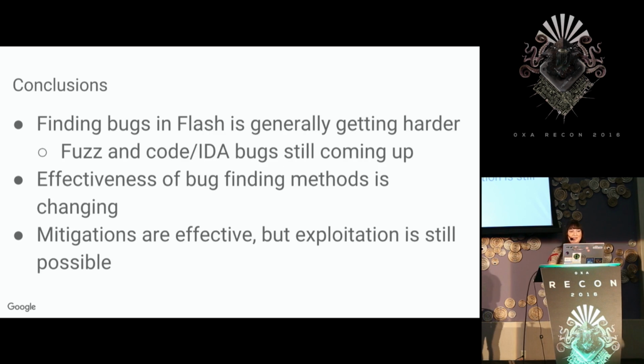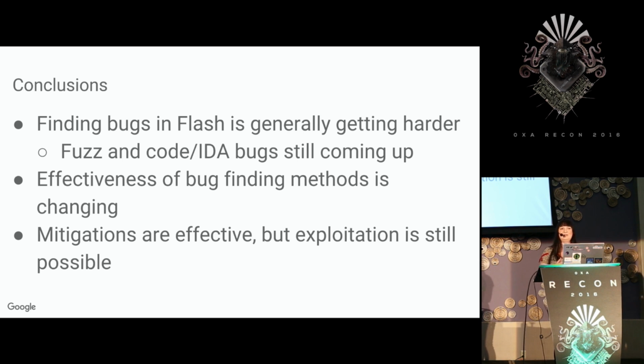So that's pretty much it. In conclusion, finding bugs in Flash is generally getting harder, and I find the relative usefulness of each of the methods is changing over time. As I said, when I started, I was finding one bug a day with code review, no problem. Now I'm down to about one bug a week, and other methods that are a bit slower, like fuzzing, are starting to become more useful.